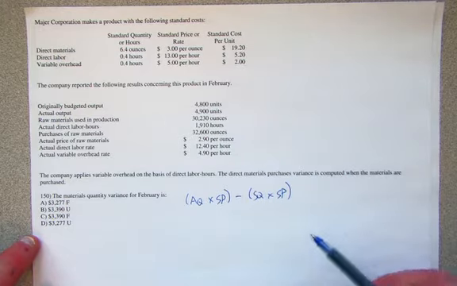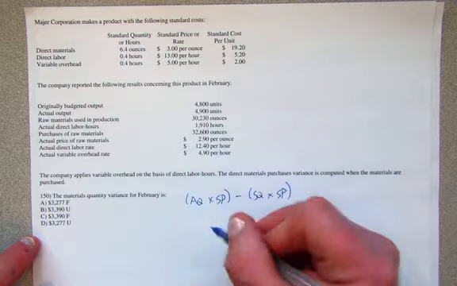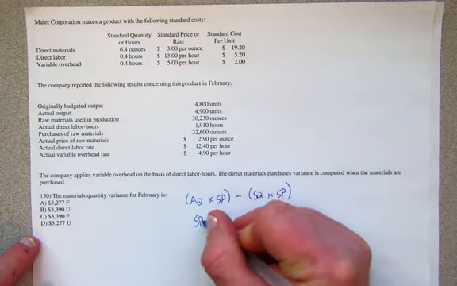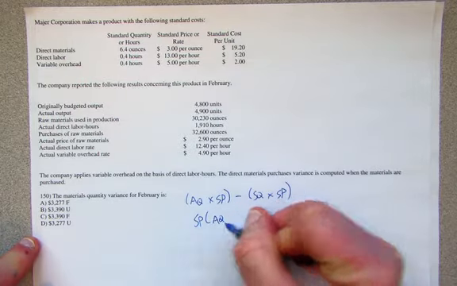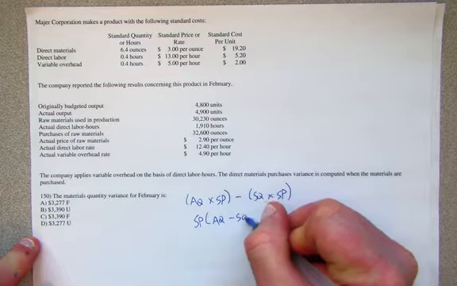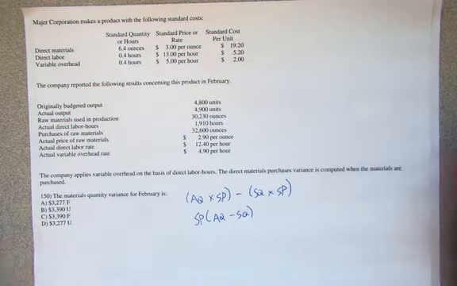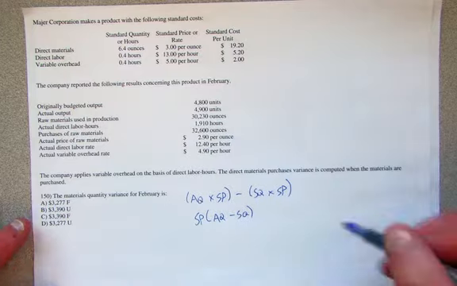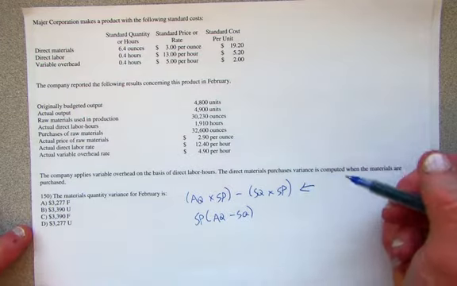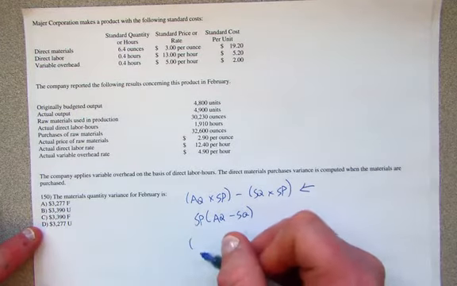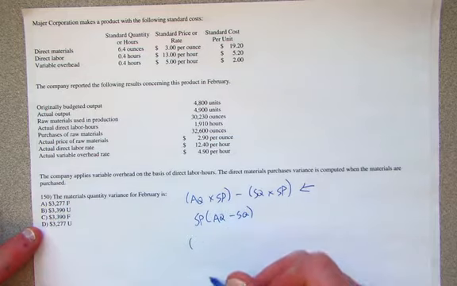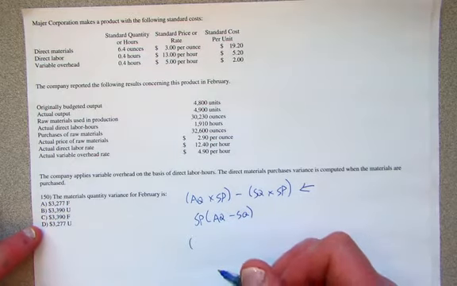And if you wanted to, you can certainly factor this, and you could say standard price times actual quantity minus standard quantity. Those are really two different ways of doing the same calculation. I'm going to focus on doing it with this first formula, just because I think that is the most comprehensive. So let's start out with actual quantity.